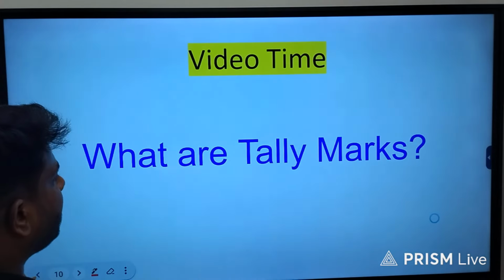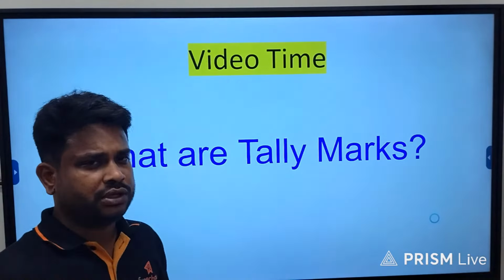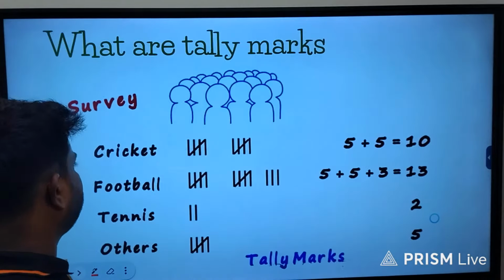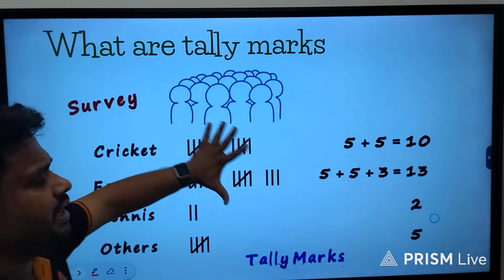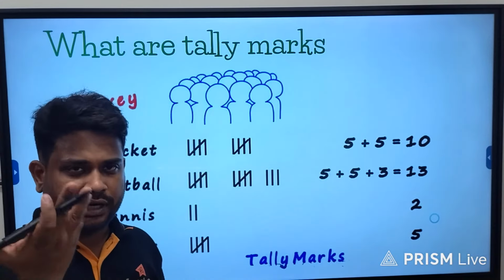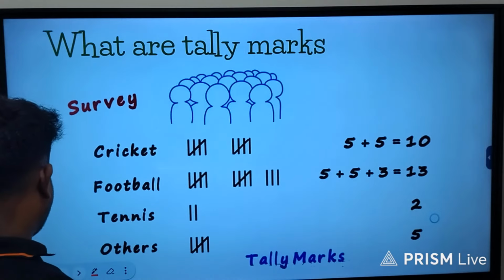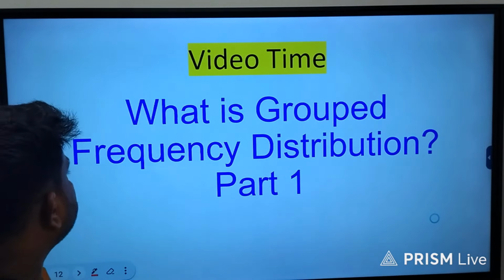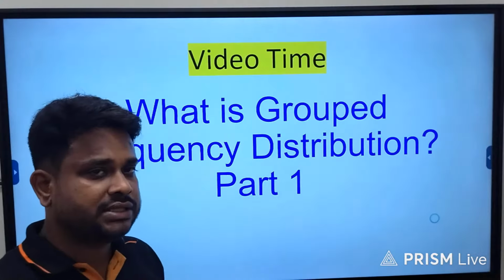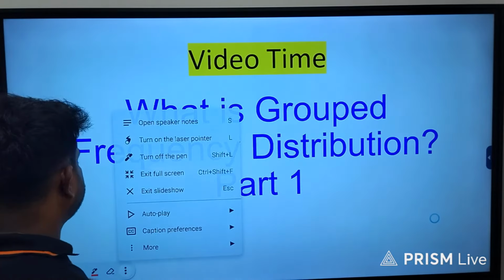So what are the tally marks? We have already discussed the tally marks. I am not going to play the video here again. These are the tally marks which you already know from the previous classes, but that is a basic thing. The next thing, what is grouped frequency distribution? This is an important video. Let's watch the video here.